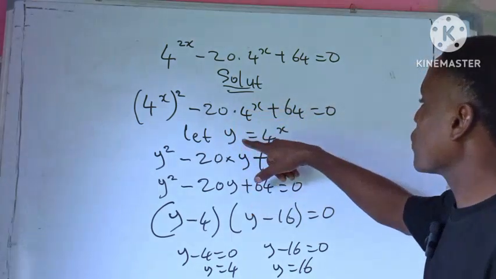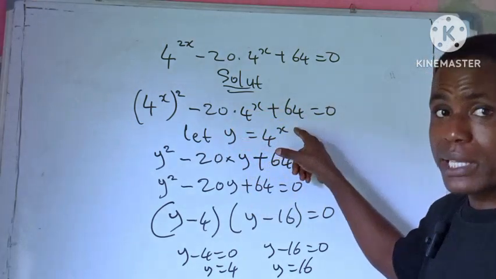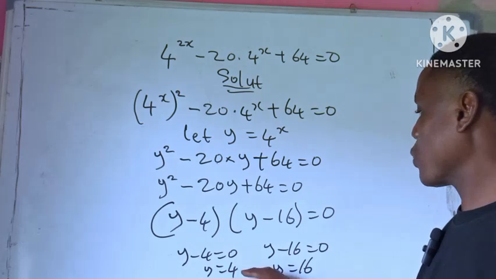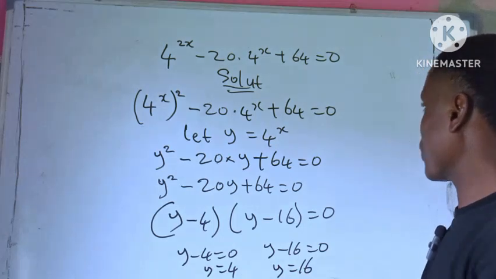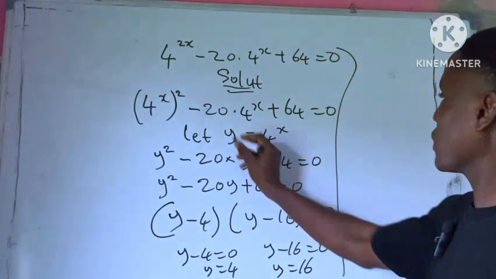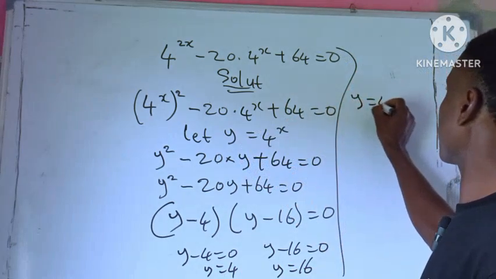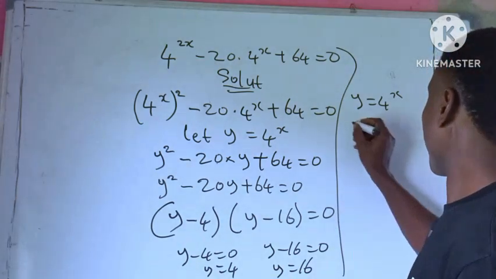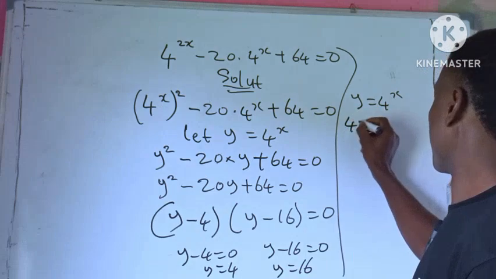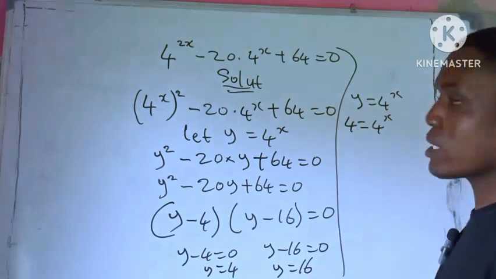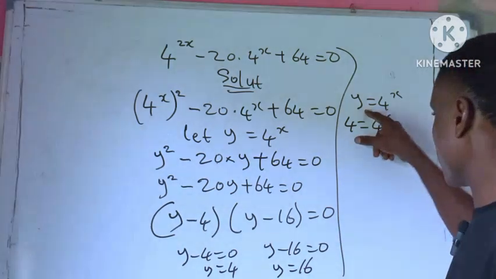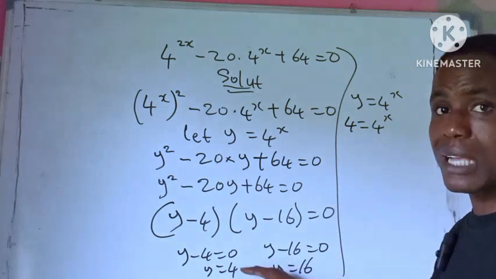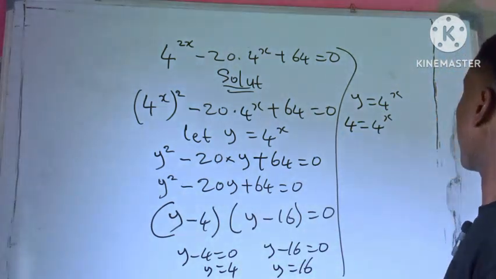Here we have y equal to 4 raised to power x, right? And we solved for the values of y, which is, the first one is 4 and the second one is 16. So this is the equation: y equal to 4 raised to power x. So from the first value of y, we have 4 equal to 4 raised to power x. Meaning that anywhere you see y in this equation, you put 4 from the first answer.